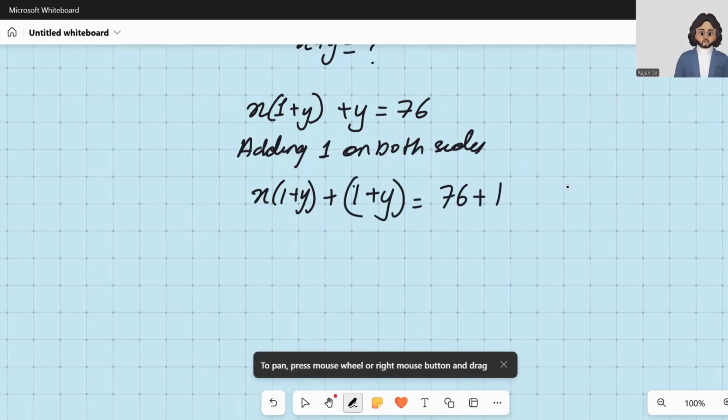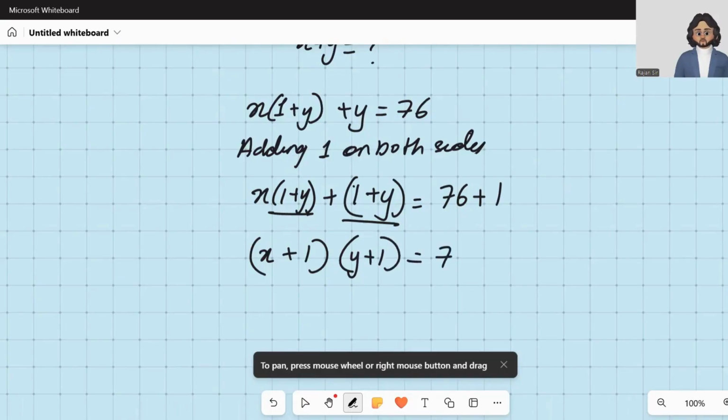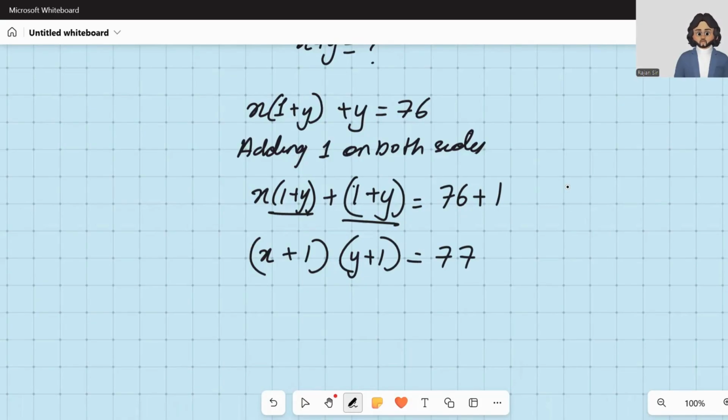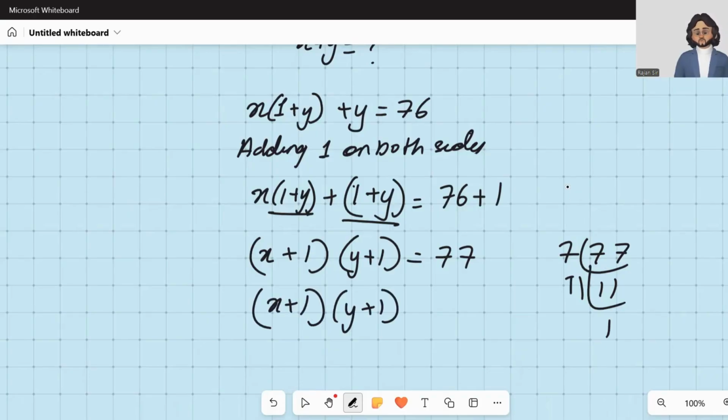Right now, if I take this (1 plus y) common, we can say we have (x plus 1), and then I can write 1 plus y as y plus 1. I hope that's easy. Now, we have two numbers multiplied giving you 77, which is quite easy because 77 can be written as 7 into 11. So basically we have (x plus 1)(y plus 1) equal to 7 into 11.